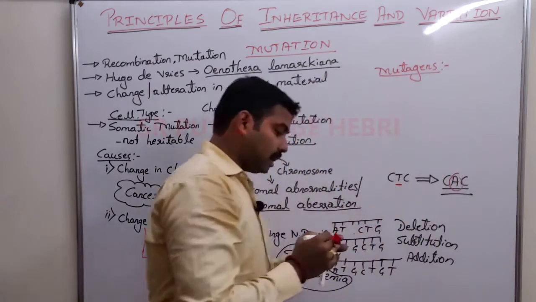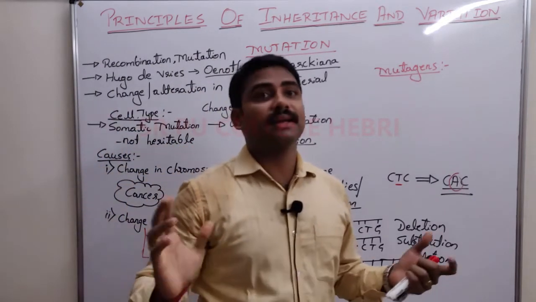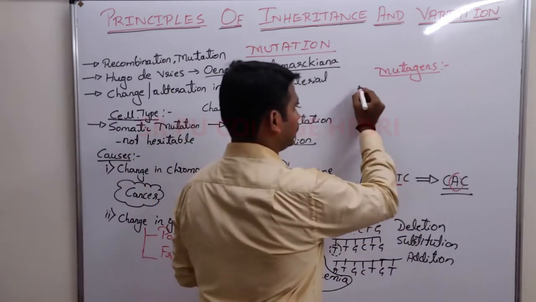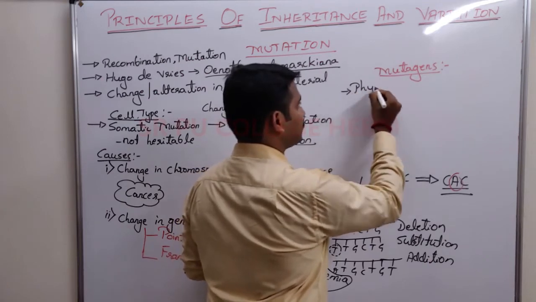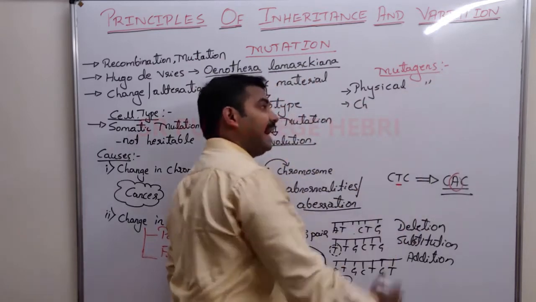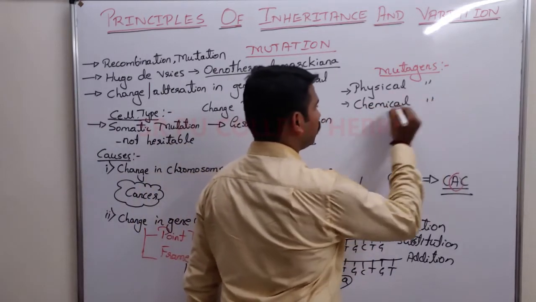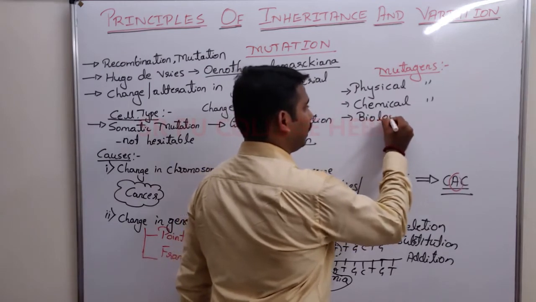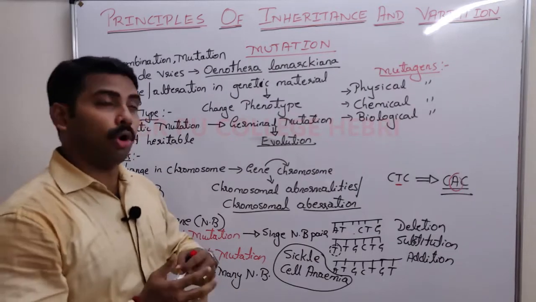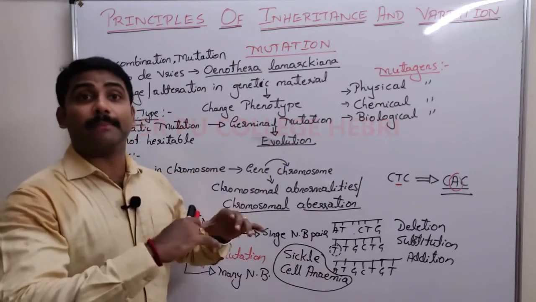What are mutagens? Mutagens are the mutation causing agents. What are carcinogens? Cancer causing agents. So mutagens are the mutation causing agents which can be either a physical mutagen, like X-rays, UV rays, a chemical mutagen, or some biological mutagen. Physical mutagen, chemical mutagen, or biological mutagens can cause mutation, thereby bringing some change.